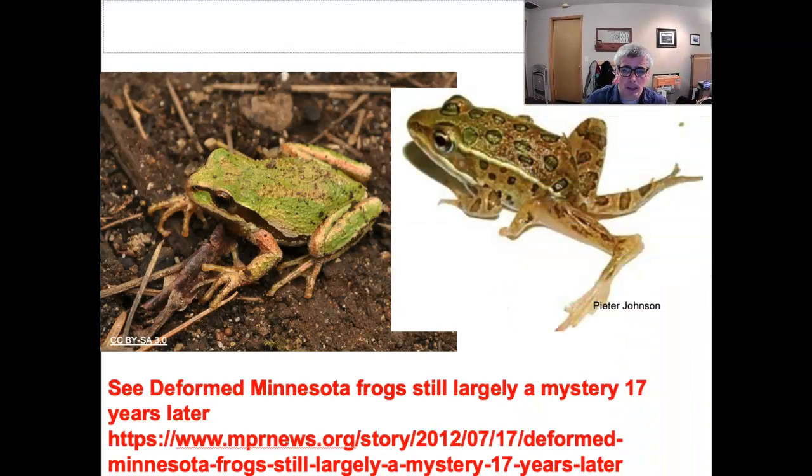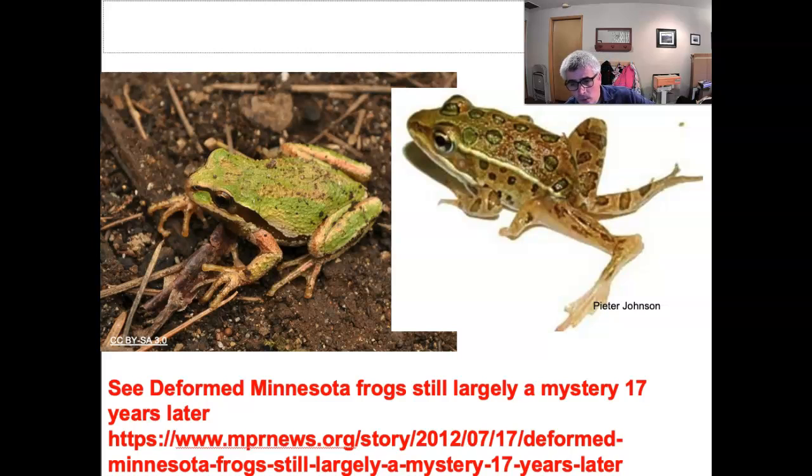So here's a couple of images of these frogs in question. And these deformed frogs in Minnesota have been kind of a mystery for a long time, and we'll walk through how we've increased our understanding of these deformities and the things that have been happening since then. Really being observed in the mid '90s, and still a lot of ongoing research into why this is happening.